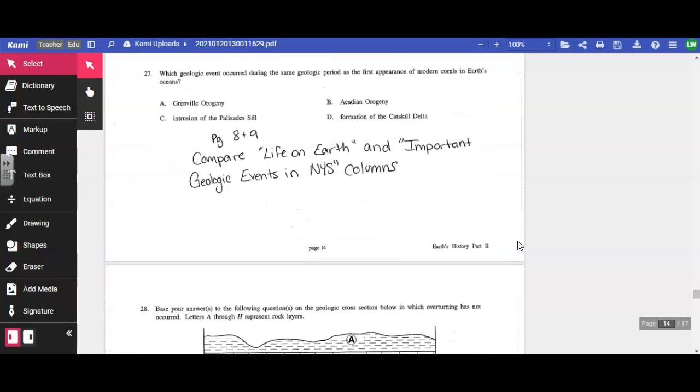27. Which geologic event occurred during the same geologic period as the first appearance of modern corals in Earth's oceans? So you're going to look at pages 8 and 9 and compare the Life on Earth column and important geologic events in New York State columns. So you're going to look for modern corals showing up in Life on Earth, and then tell me what geologic event is happening during that time. Is it the Grenville orogeny, the Acadian orogeny, the intrusion of the Palisades Sill, or the formation of the Catskill Delta?